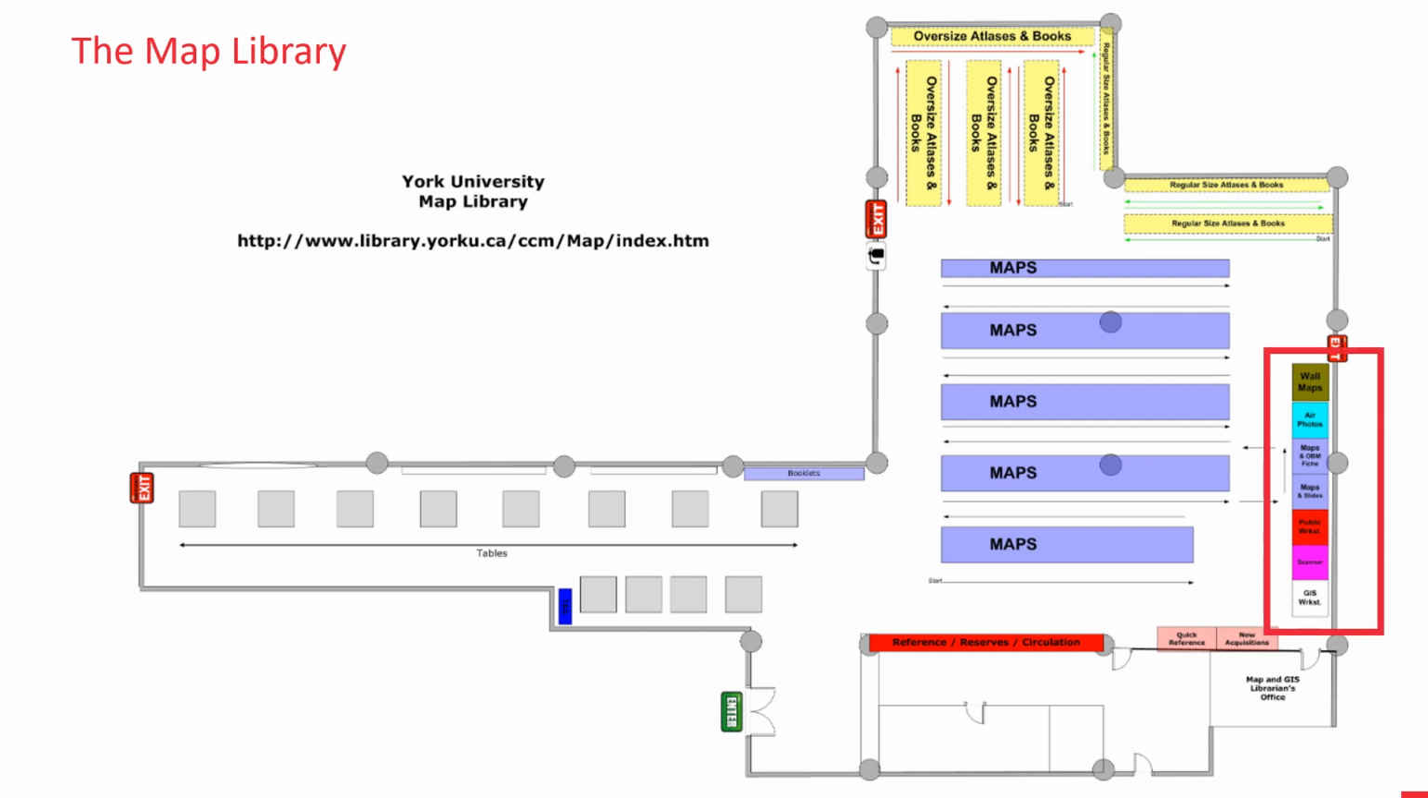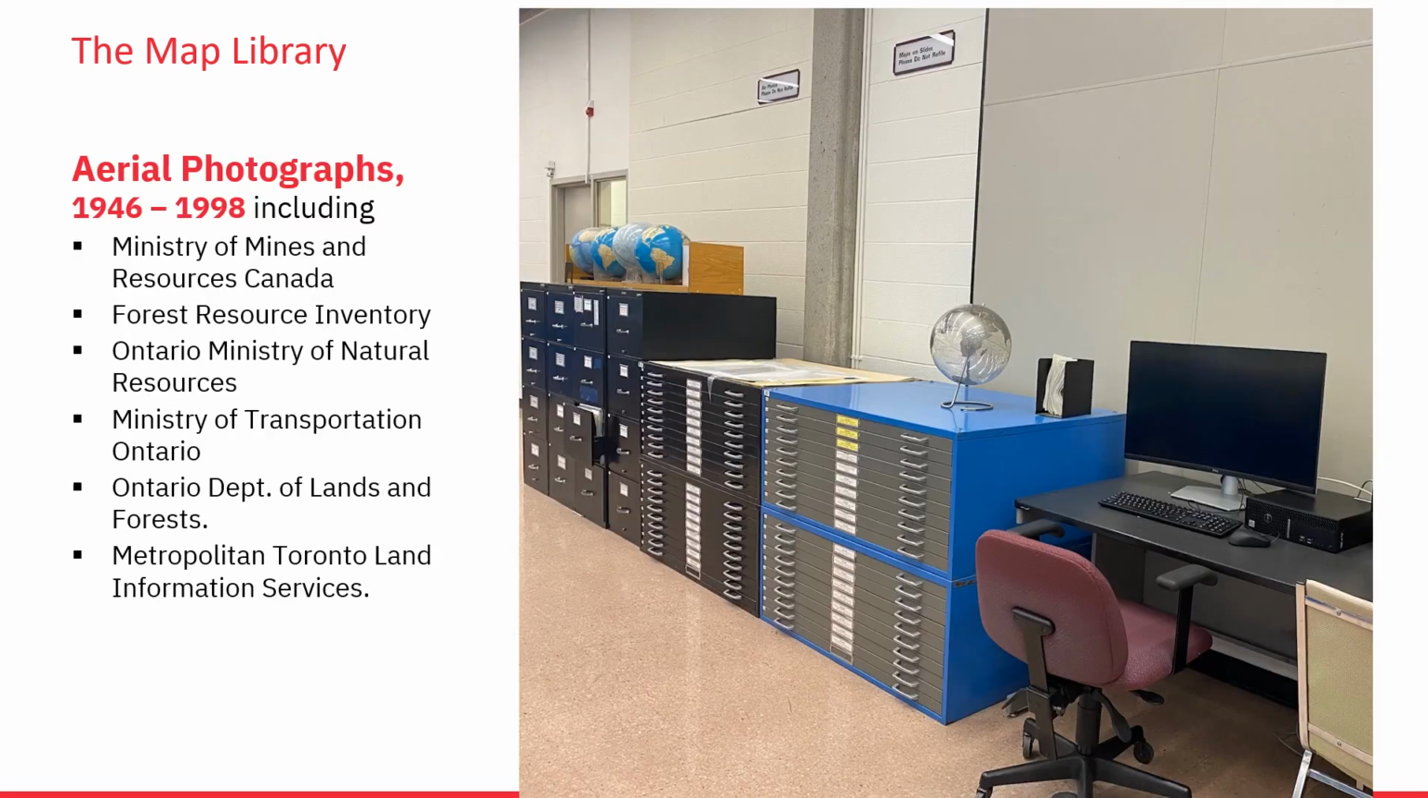Finally, on the far wall of the library are filing cabinets containing our aerial photographs. We will explore how to search for and locate these items in Module 6, Searching for Print Aerial Imagery in the Map Library.